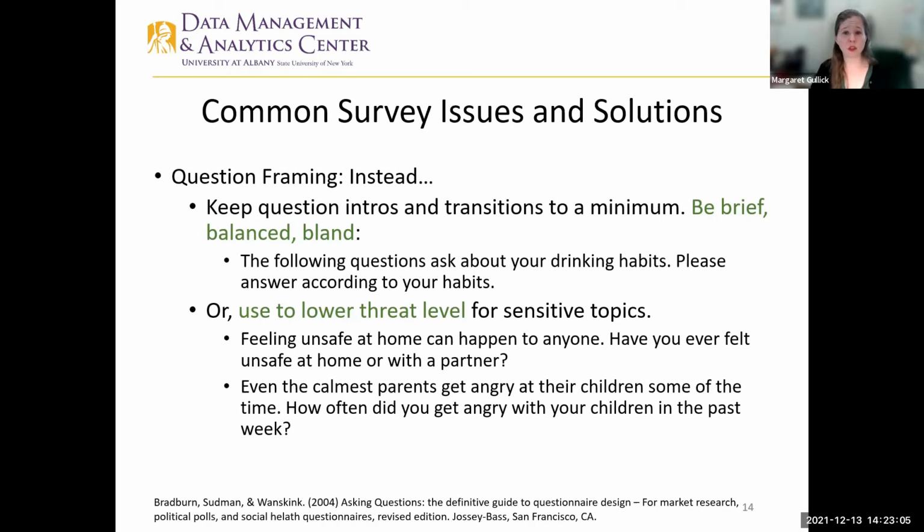Or saying even the calmest parents get angry at their children some of the time. How often did you get angry with your children in the past week? You've lowered the threat level and made it feel like it's okay to admit if you have gotten angry with your children in the past week, because that's a pretty normal experience as well.